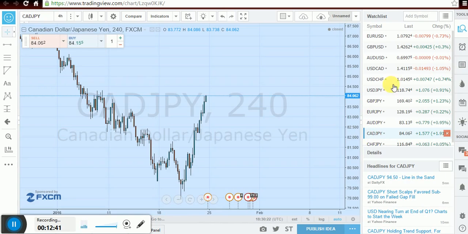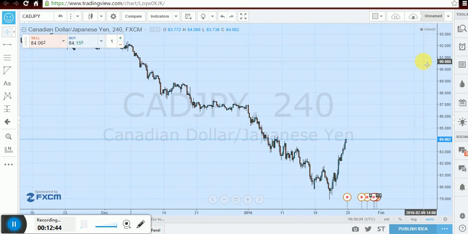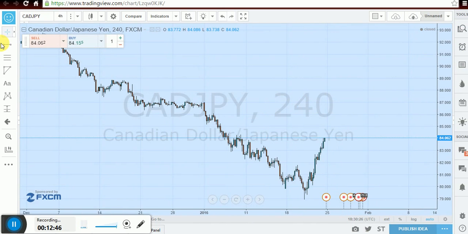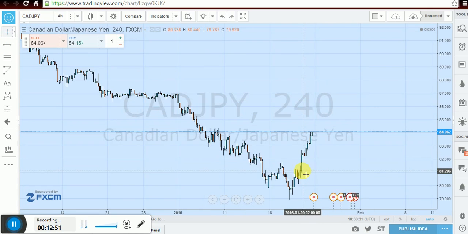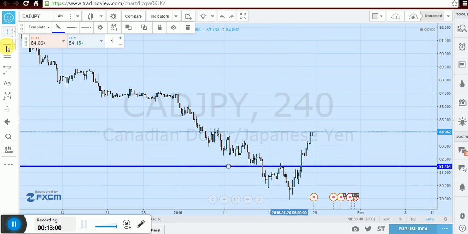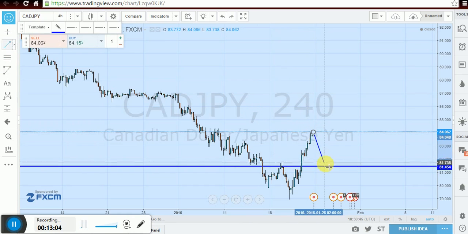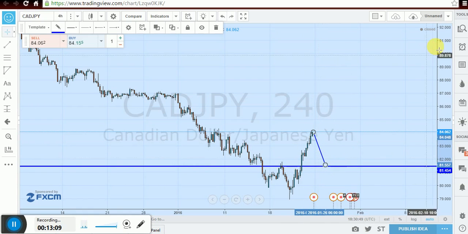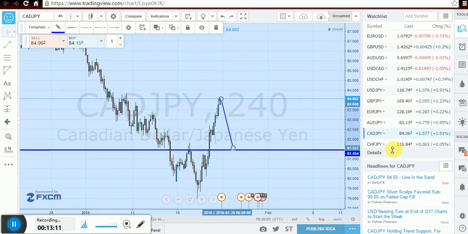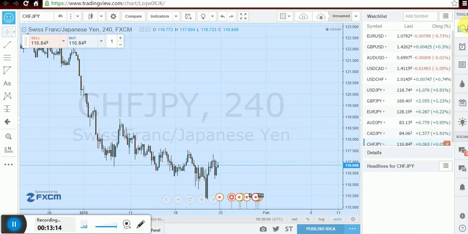The second to the last one, Canada against the Japanese yen. Most of the yen pairs have a similar scenario. I would be looking for a bullish trend continuation, simply because on most of the yen pairs we had a break and close above the previous structure. So if we can get a retracement back into this level, then I'll be looking to go long, because I would have a favorable risk to reward ratio. And last but not the least, Swiss franc against the Japanese yen.